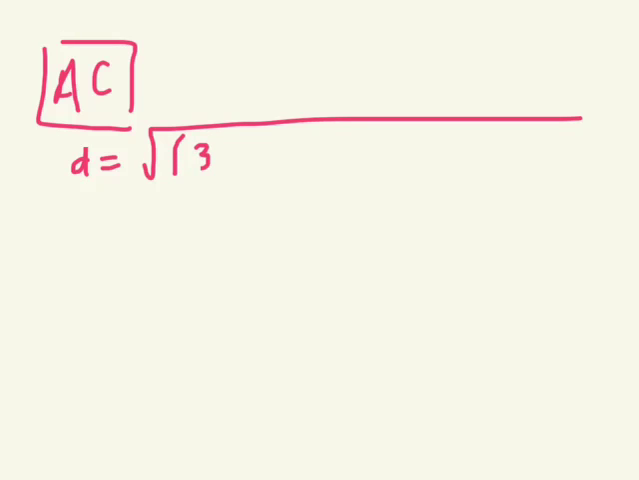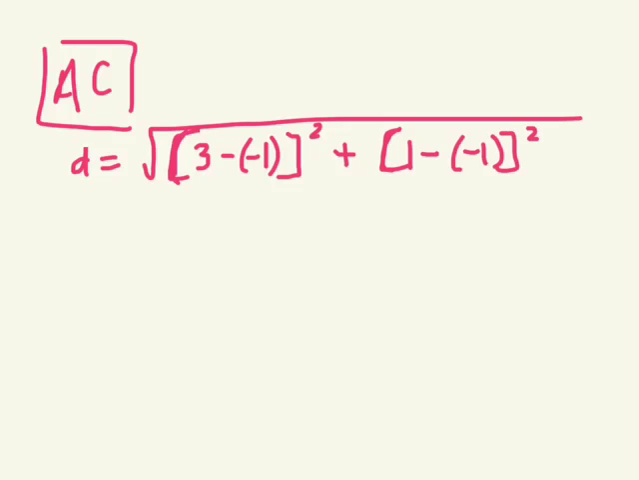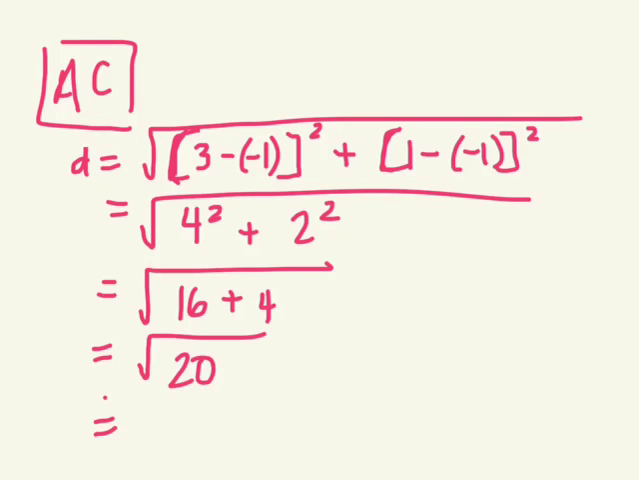So 3, no, it doesn't matter. 3 minus -1, as long as you're going in the correct order, okay? Plus 1 minus -1 squared. Did I do that right? 4 squared plus 2 squared. Okay, so this is approximately equal to 4.5.